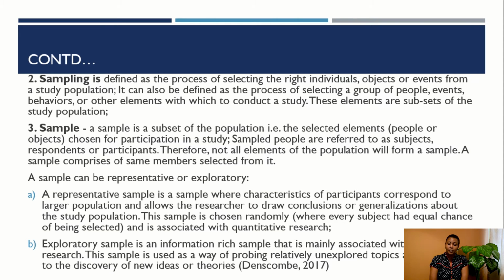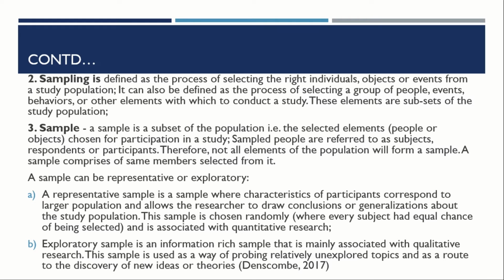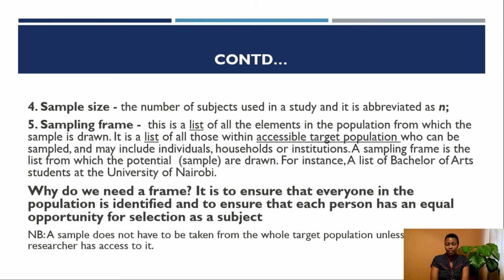A sample can be representative or it can be exploratory. A representative sample is a sample where characteristics of participants correspond to the larger population, and it allows the researcher to generalize the research findings about the study population. And this sample is chosen randomly, where every member has an equal chance of being selected, and it is associated with quantitative research. Exploratory sample is an information-rich sample that is mainly associated with qualitative research. This sample is used as a way of probing unexplored topics and as a route to the discovery of new ideas or theories.